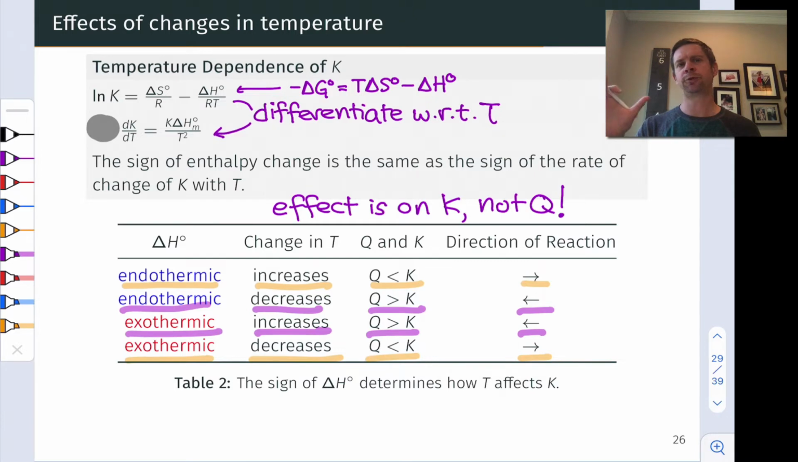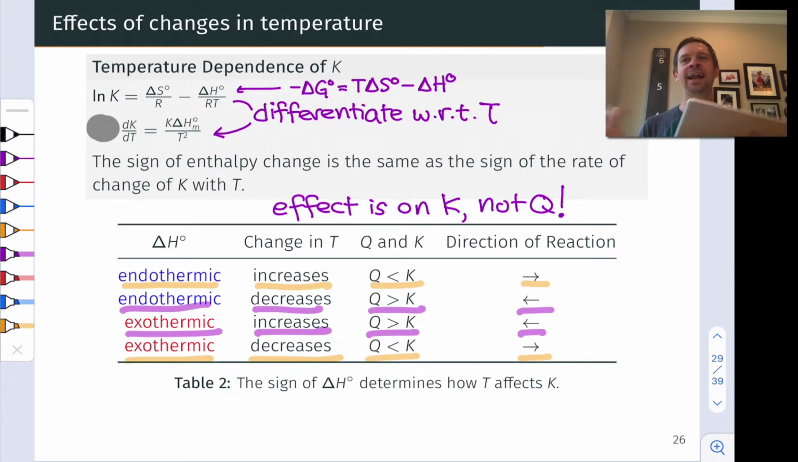So all of this stems from the connection between the sign of the enthalpy change of the reaction, delta H, and the sign of dK/dT, and the fact that they match. So exothermic reactions with negative delta H have negative dK/dT, and endothermic reactions with positive delta H have positive dK/dT. Now, intuitively though, there's a connection here between temperature, heat, and the direction the reaction goes.